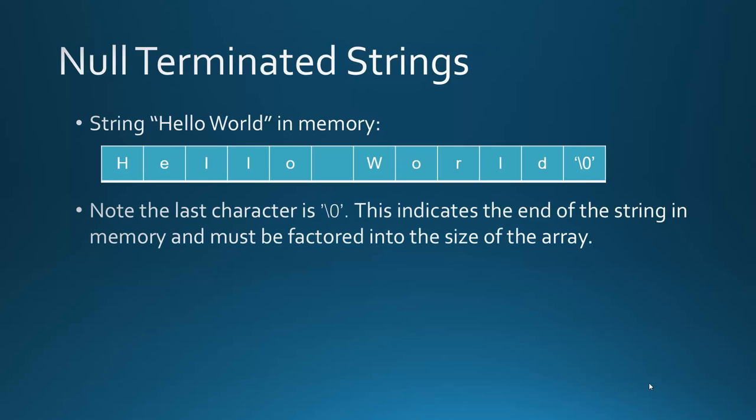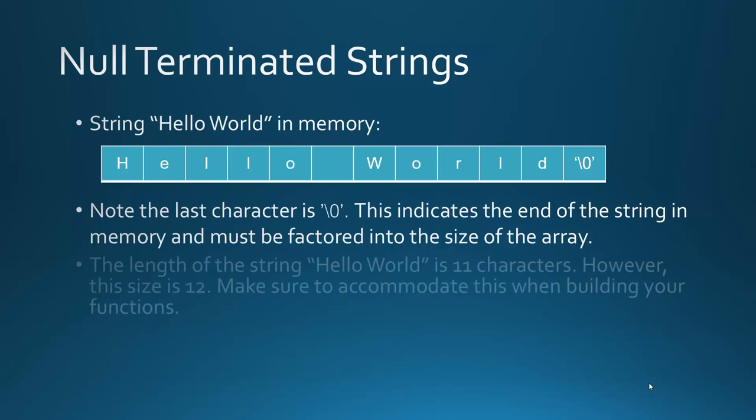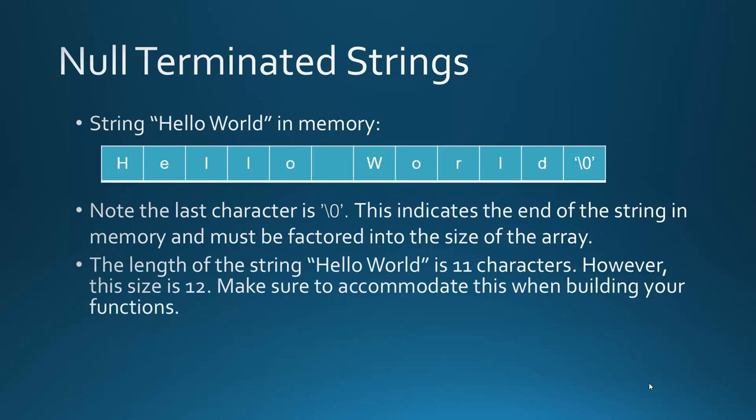So the last character is a \0, and this indicates the end of the string, and it has to be factored into the size of the array. So notice that the length of the string hello world is 11 characters. However, the size of the array is 12 because of that null termination character.